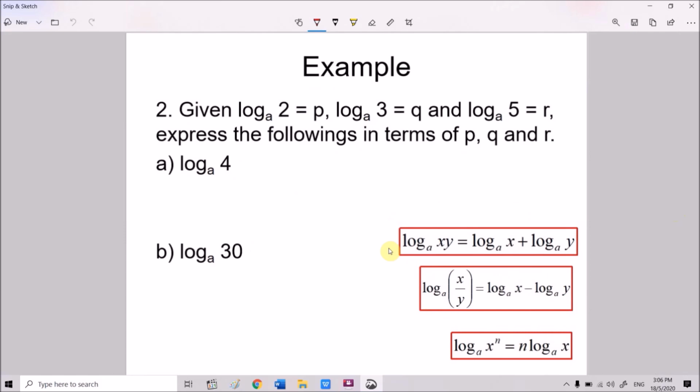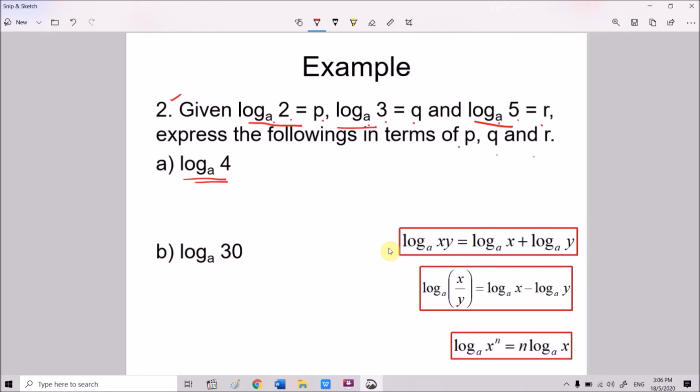Now we look at other types of example. We have example question 2. Given log base a of 2 equals p, log base a of 3 equals q, log base a of 5 equals r, express the following in terms of p, q, and r. So we want to express this in terms of p, q, and r, meaning that we are going to try to play with these numbers here so that we get a combination of either this or this or this.